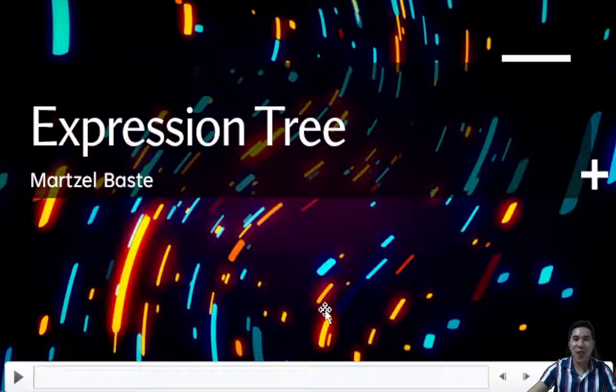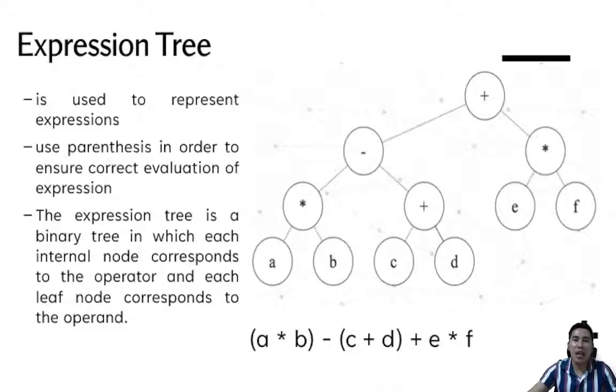For today, we are going to discuss expression trees. So, what is an expression tree? An expression tree is a specific kind of binary tree that is used to represent expressions. Two common types of expression trees are the binary expression tree that can represent either an algebraic expression or a Boolean expression. These trees can represent expressions that contain unary and binary operators.